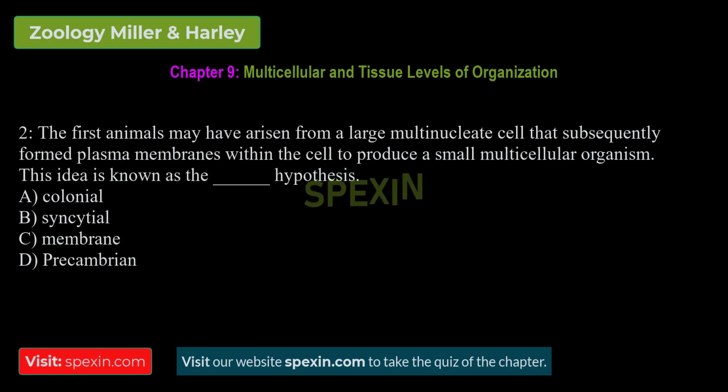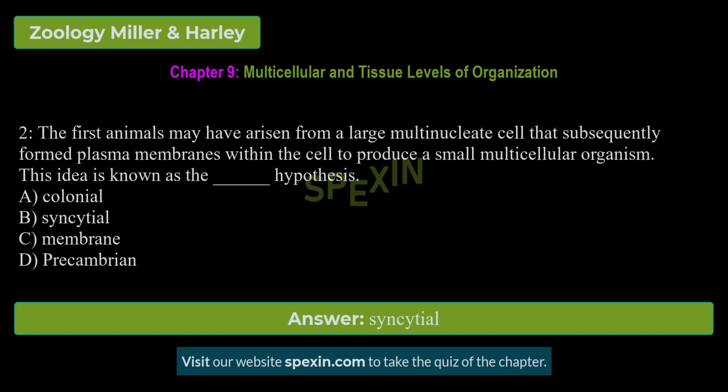The first animals may have arisen from a large multinucleate cell that subsequently formed plasma membranes within the cell to produce a small multicellular organism. This idea is known as the blank hypothesis. Colonial. Syncytial. Membrane. Precambrian. Correct answer: syncytial.